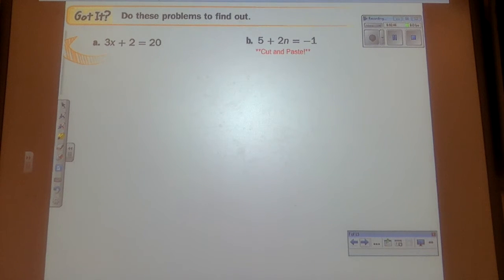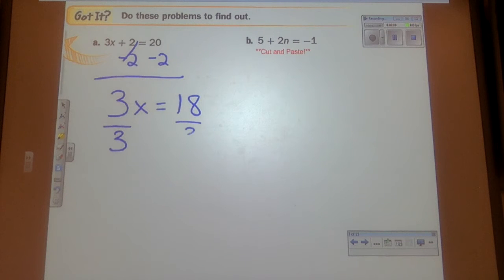Our first one, A, is 3x plus 2 equals 20. So our addition, we have to undo it. We subtract 2 from each side. We're left with 3x equals 18. Now we have to undo our multiplication by dividing. Divide your 3s out on each side. So you are left with x equals 6.